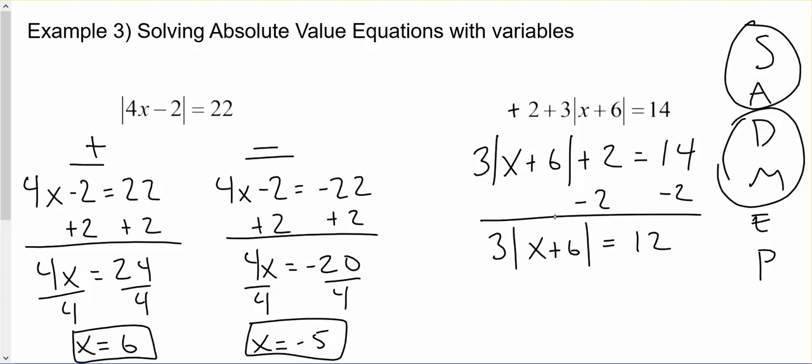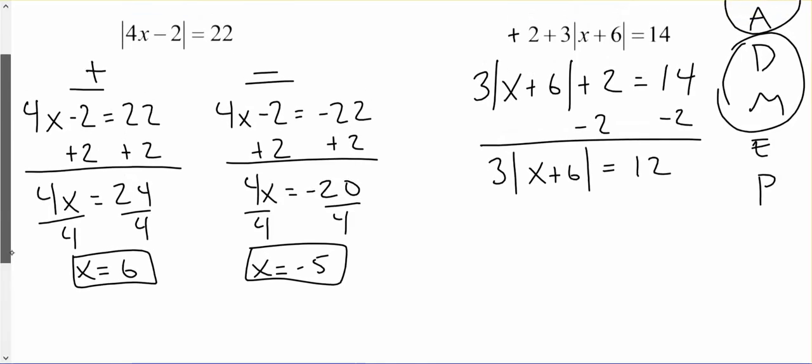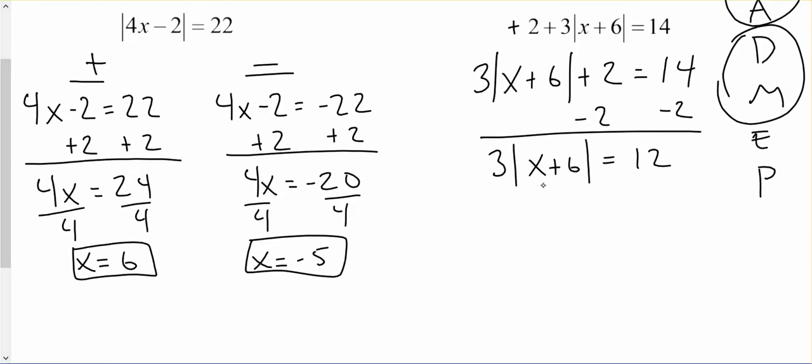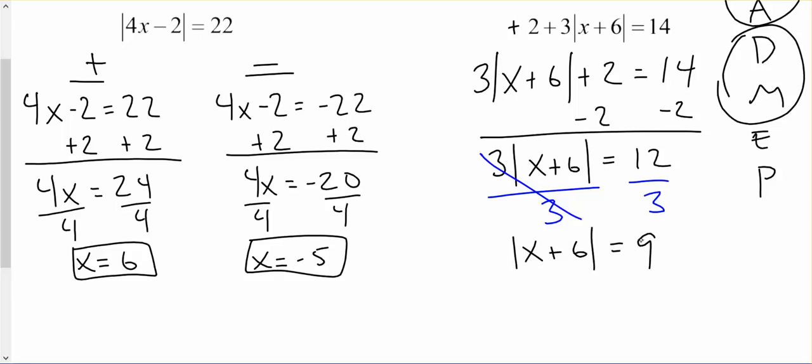Now, normally we would distribute. Well, what operation is distribution? And if you said multiplication, you're absolutely right. So now, what undoes multiplication? Division. So we're going to divide by 3. That will simplify those 3's out, and so now we're left with the absolute value of x plus 6 equals 12 divided by 3 is 4. And now that we've got our equation where all I have is absolute value on one side, now we can go back to our positive and our negative sides.